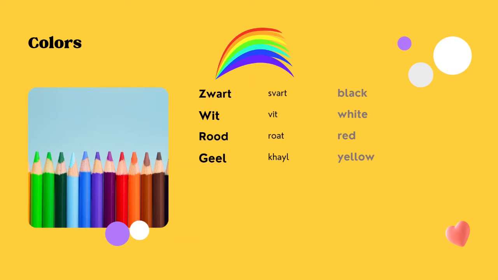Geel. Repeat after me. Geel. Then we go to blauw. Blauw. Repeat after me. Blauw. Yes, good. Keep up the good work. Then groen. Groen. Repeat after me. Groen. Great. Then the last one from this list, and then we will continue with another list. That is orange, and orange is oranje. Oranje. Repeat after me. Oranje.